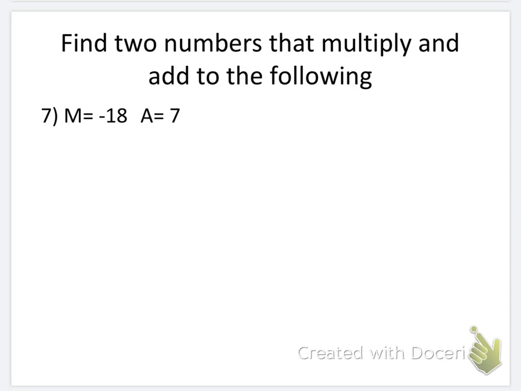So again, we have multiplies to give you a negative number. So that could be a negative times a positive. Make that a better plus sign. Or it could have been a positive times a negative. And we want to add to give me a positive 7.